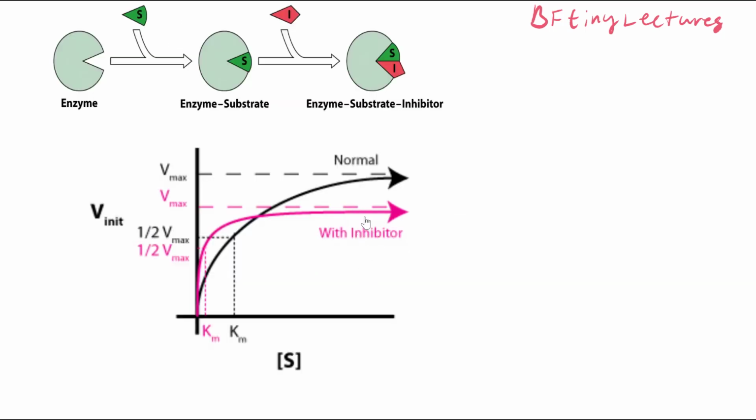For the last class of inhibitor, this is going to be the uncompetitive inhibitor. As you can see, you have the enzyme, you have the substrate, and then you're going to have the enzyme substrate inhibitor. But let's get into it. Now, the uncompetitive inhibitor actually only binds with the enzyme after the substrate is bound with the enzyme. Okay, so let's write that down.